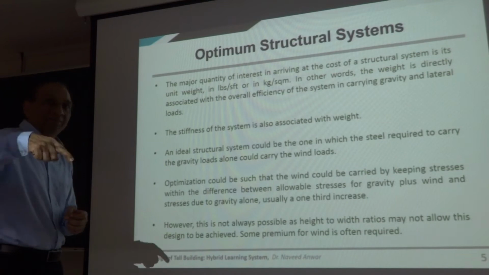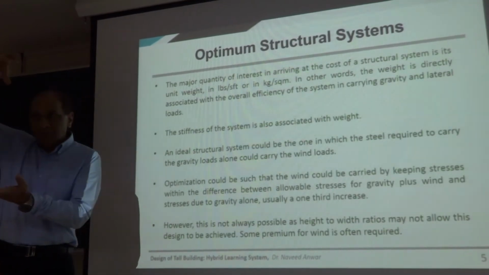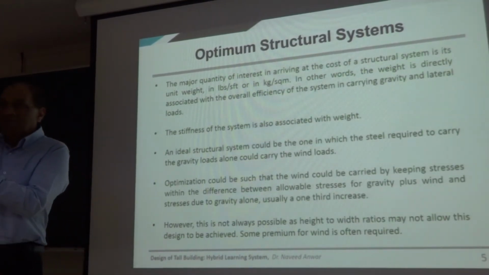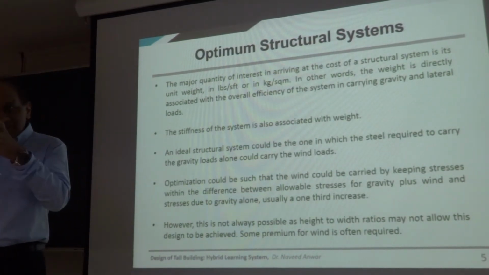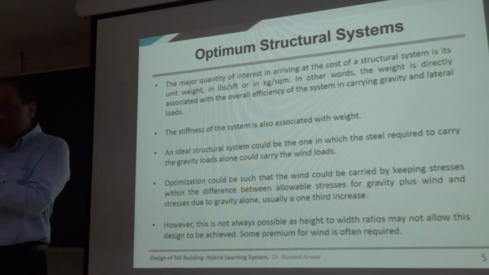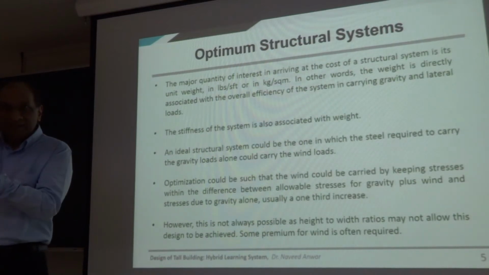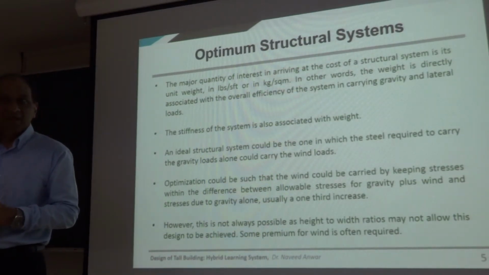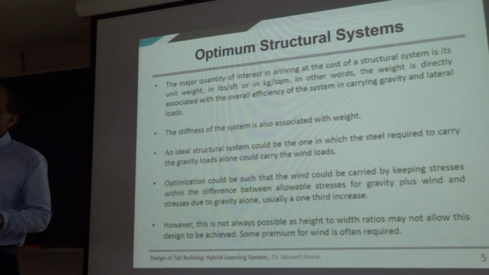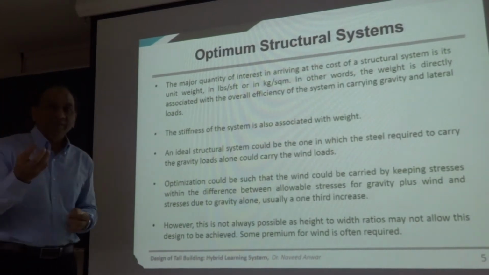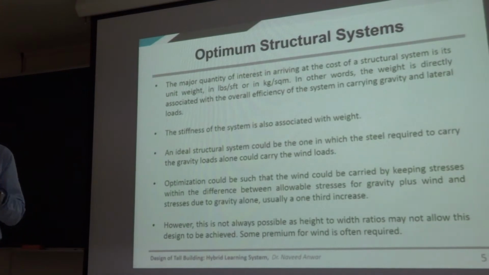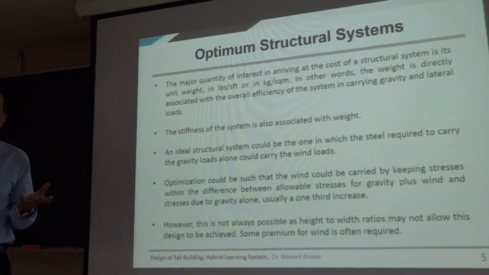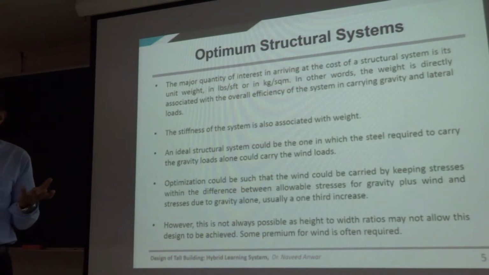Even the columns are measured the same way. Total column weight in one floor divided by the floor area, that is an indicator. All the shear walls in one floor divided by the floor area, that is an indicator. So ultimately the indicators become the quantities per square meter or per square foot, which relate to cost, which relate to weight, which relate to everything. So that is something that you need to quickly be able to compare right away between two systems.